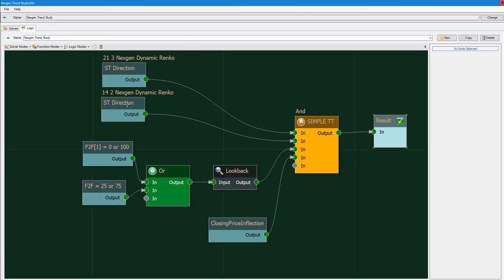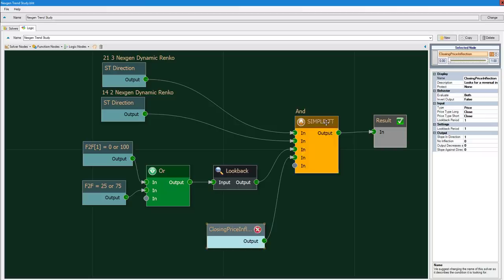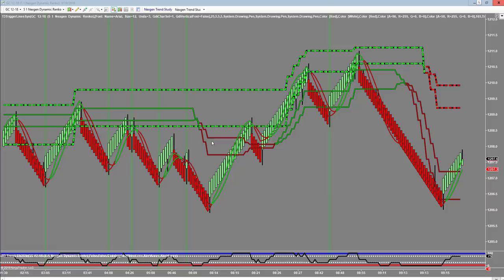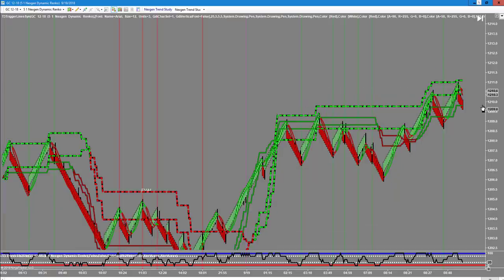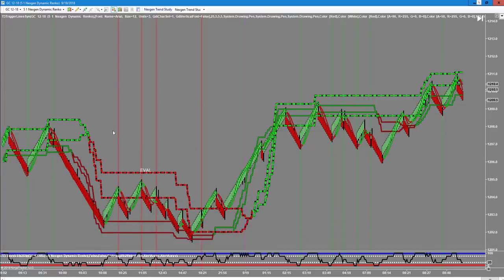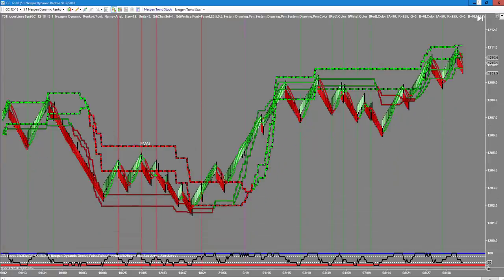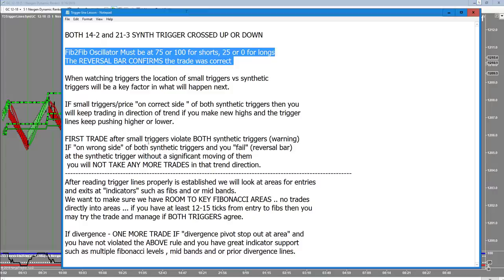Both triggers crossed in our favor. Fib to fib oscillator doing the right thing. Get a reversal bar. See what happens. So this is what we end up with. And this little indicator is going to draw these green and red lines on the chart where we have that condition. And we're going to go a little bit further and talk about the rules for what we're going to do with it.